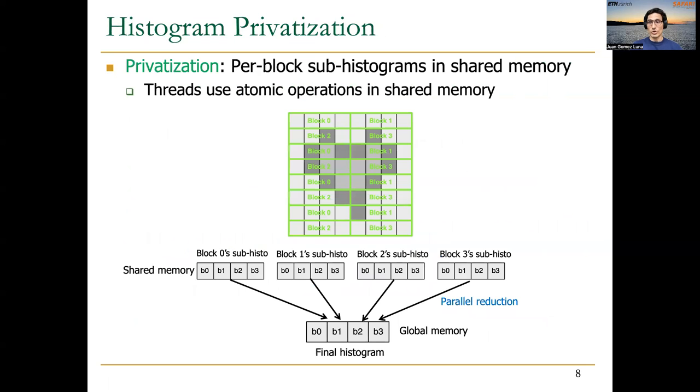Because we have concurrent execution of multiple threads and they might collide when updating the bins in the subhistogram, this requires atomic operations. And one way of alleviating the cost of using atomic operations, which typically serialize the execution whenever there are conflicts, is histogram privatization. With privatization, we use multiple subhistograms, at least one per thread block, that are calculated independently and later reduced in a copy in the global memory.